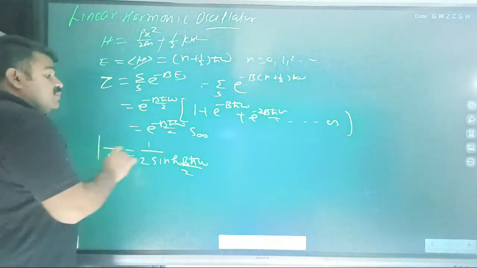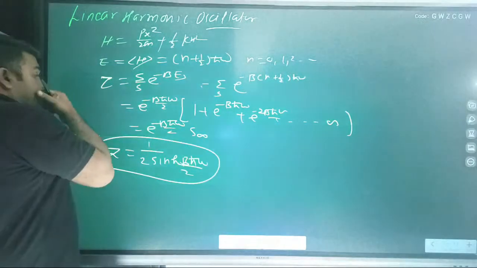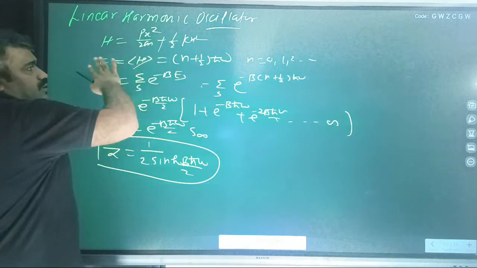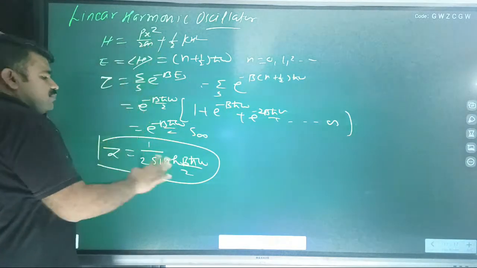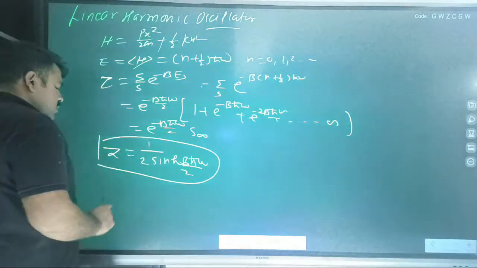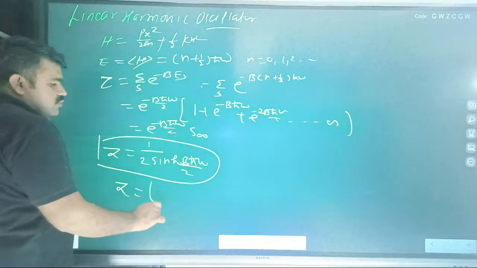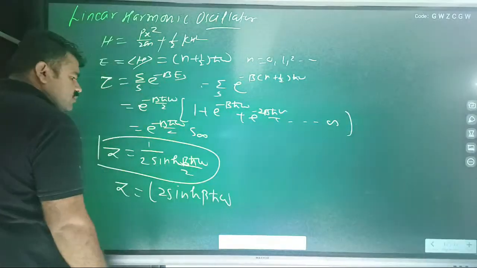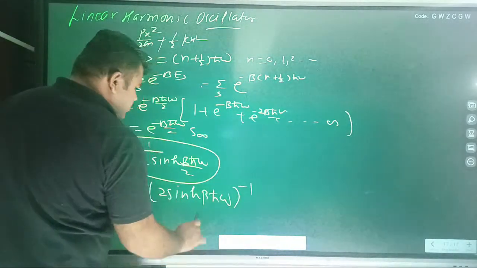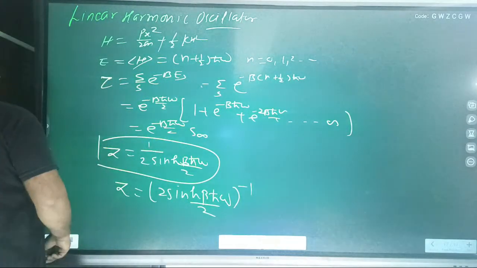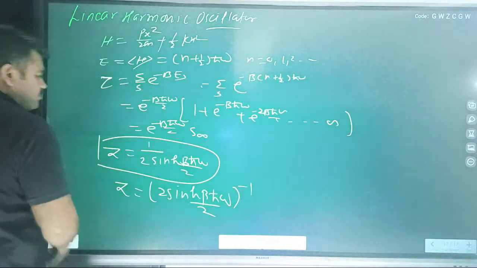What is the partition function for linear harmonic oscillator? Sometimes these questions come directly, set to the linear harmonic oscillator. No need to take this part. Directly we can focus on this one. Z is equal to 1/2 sin hyperbolic beta h cross omega. Z is equal to 2 times sin hyperbolic (beta h cross omega upon 2) bracket to the power minus 1. Now if it is in the numerator, this power becomes -1.